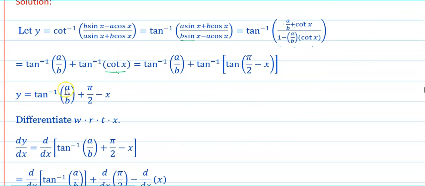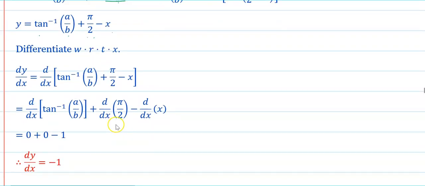Now y is equal to tan inverse of a upon b plus pi by 2 minus x. Differentiate with respect to x. This is a constant, its derivative is 0. Pi by 2 is a constant, its derivative is 0. The derivative of x is 1, and it has a minus sign, and hence its derivative is minus 1. Therefore dy by dx is equal to minus 1.